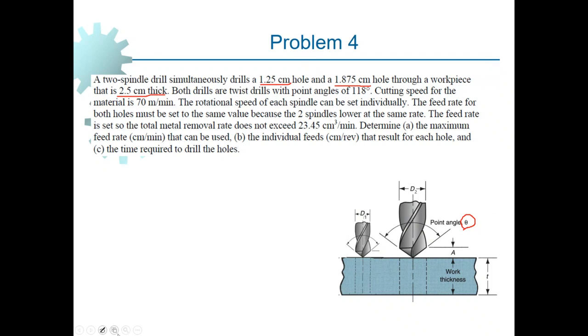Cutting speed, or V, is also given. So V, or cutting speed, is given. It is this much, 70 meters per minute. The rotational speed of each spindle can be set individually.